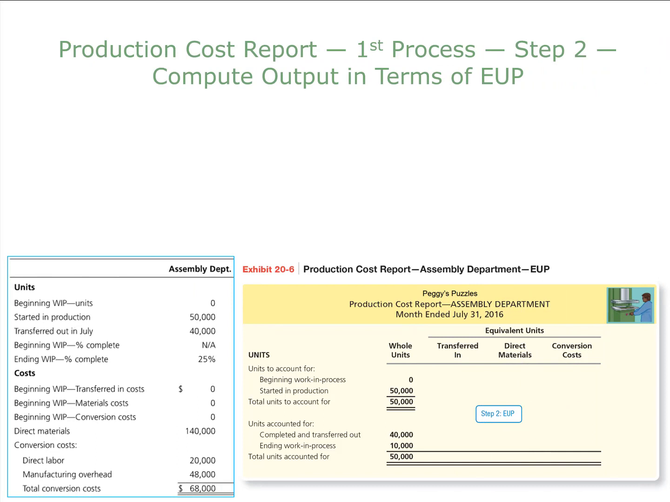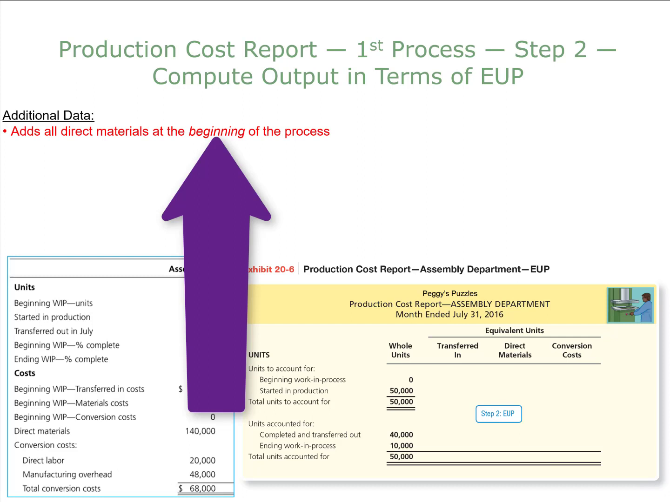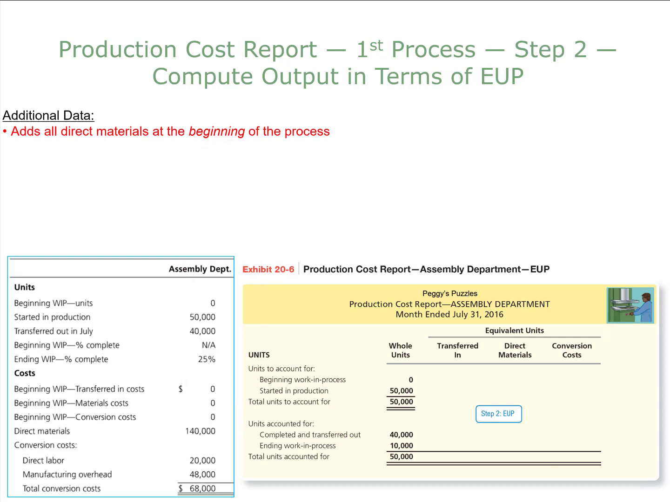Now we move on to step number 2. Computing output in terms of EUP, equivalent units of production. First, we need additional data. So let's talk about what happens within the assembly process. The assembly department of Peggy's Puzzles adds all direct materials at the very beginning of the process. This is a key point, the beginning of the process. The direct materials used in the assembly department for Peggy's puzzles include cardboard, pictures, and glue.